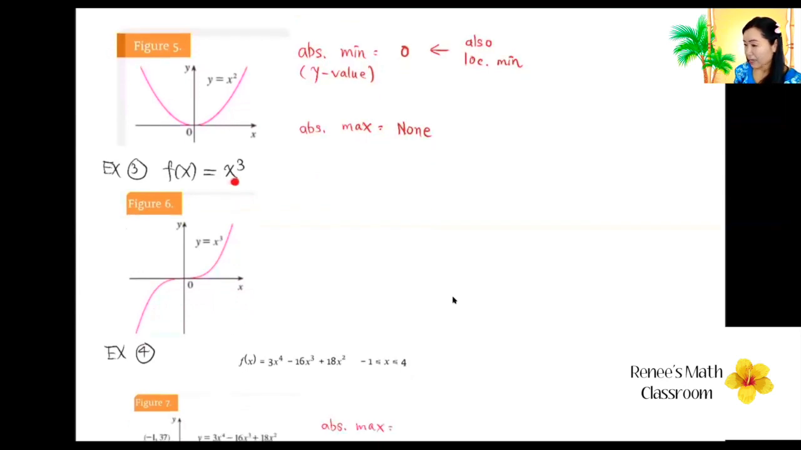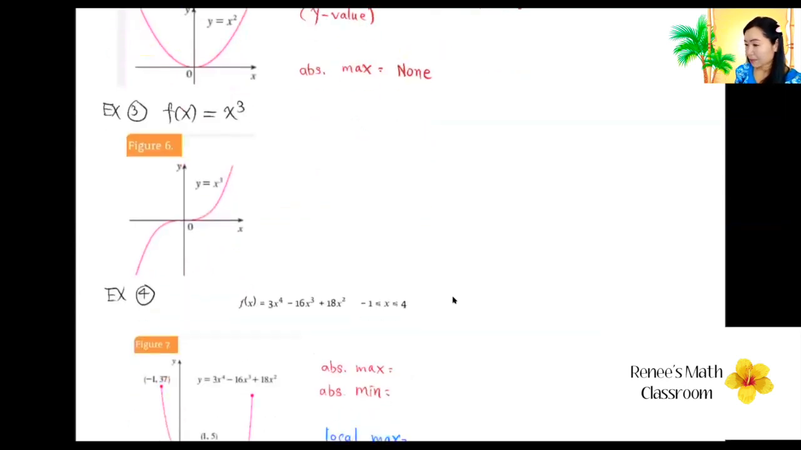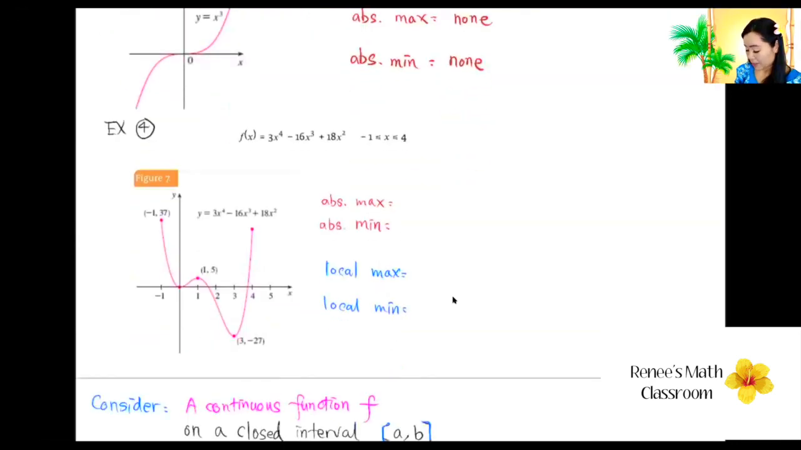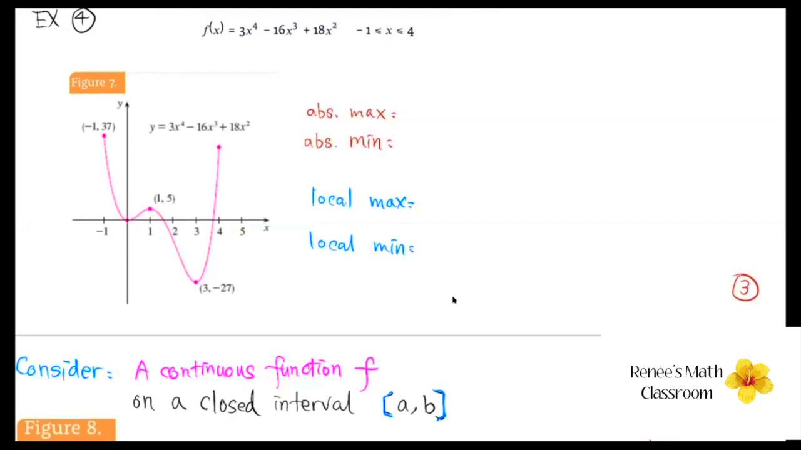Now x cubed. What's the absolute maximum? There's none. Absolute minimum? There's also none. You got it. Good job. Now this one over here. What's the absolute maximum, looking at the graph? Is it 37? You got it. This point here is the highest point on this domain from negative 1 to 4. So 37 is the highest function value on this domain from negative 1 to 4.